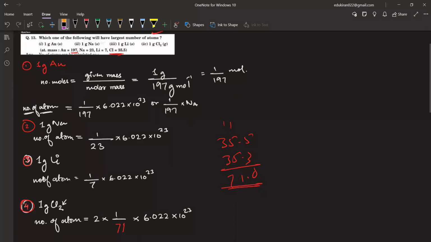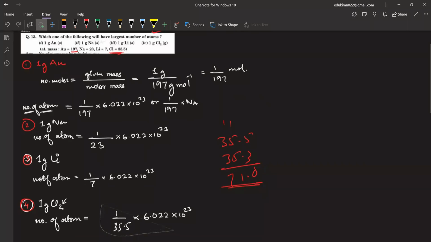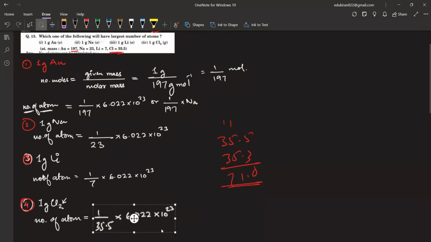Essentially it will be equal to 1 upon 35.5 only. And because 2 into 71, it will be 35.5 into 6.022 into 10 power 23. Now, tell me which is the largest. You don't have to compare 6.022 because it is common everywhere. So let us ignore this 6.022 from here and from here. You have to compare only fractions now.